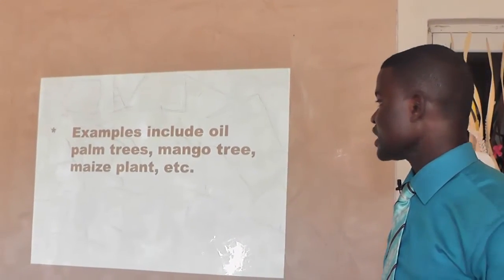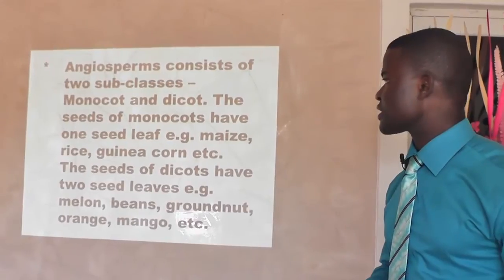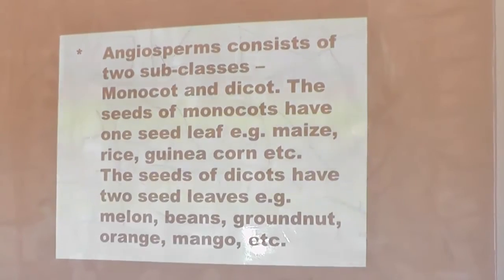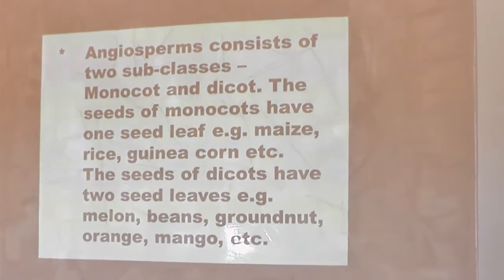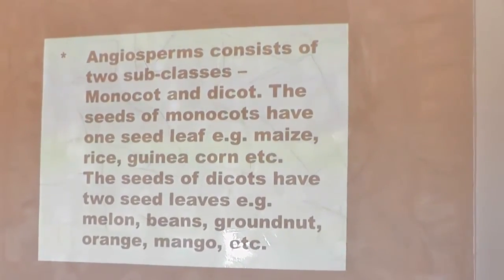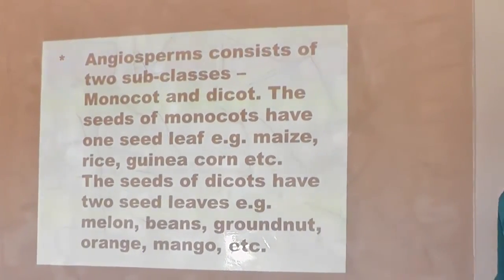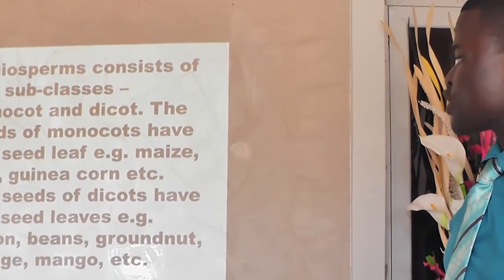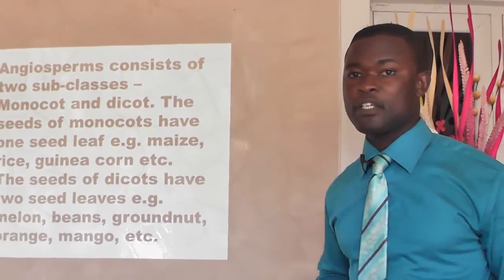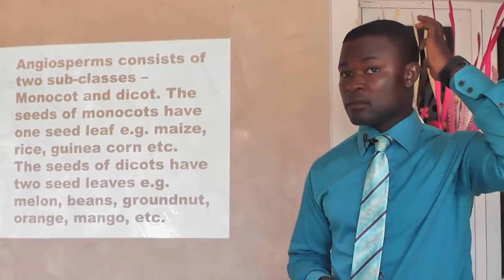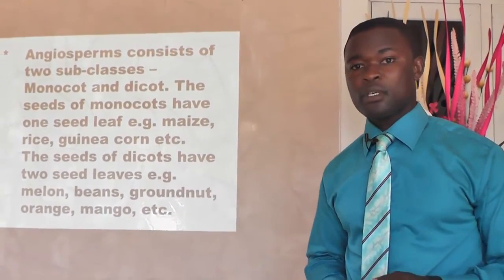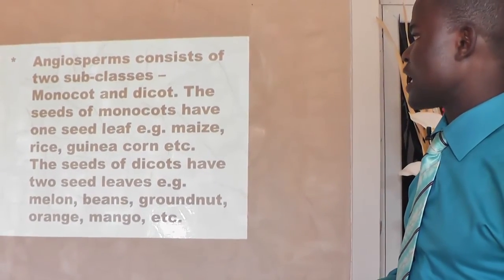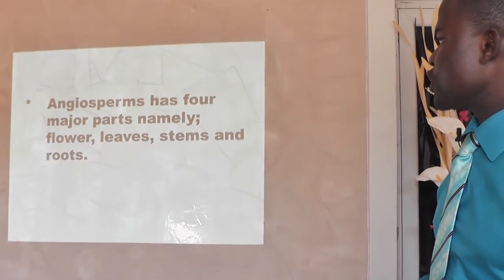So angiosperm is also subdivided into what we call monocotyledon, or monocot, and dicotyledon. The seeds of monocot plants just have one seed leaf. An example is a maize or a rice plant. While in the case of dicot, they have what we call two seed leaves. You can think of examples like the melon, the beans, cashew, and so many other examples like that.